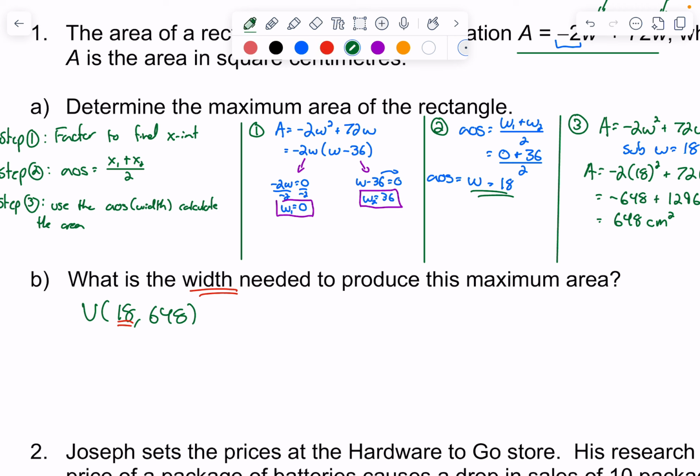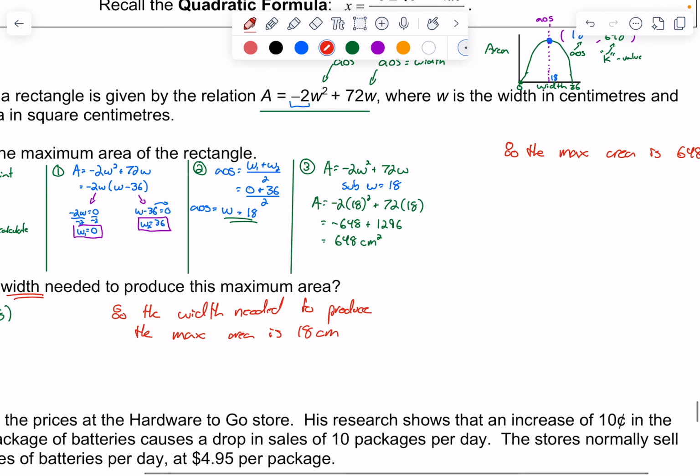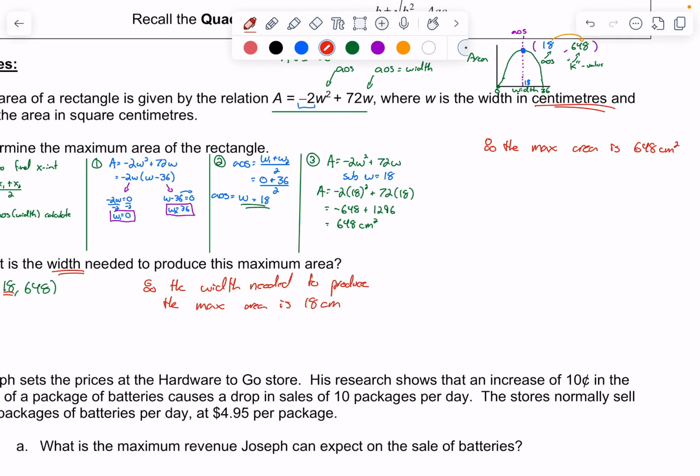So therefore, the width needed to produce the max area is 18 centimeters. And again, width, I know it says centimeters right here.